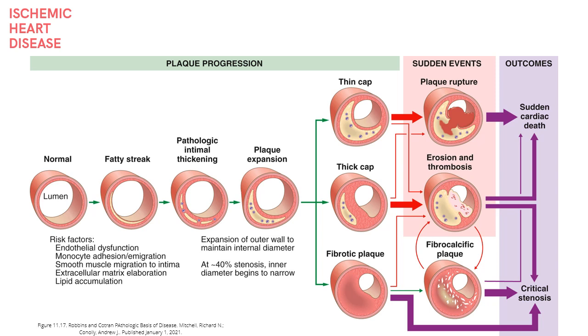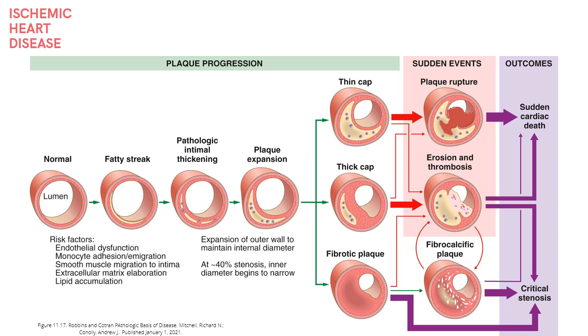So these sudden events, plaque rupture, erosion, and thrombosis, can lead to sudden cardiac death as the thrombosis can occur very rapidly and the loss of blood flow to the myocardium can occur very rapidly. When the myocardium dies, then the heart won't be able to pump, and so the person dies.